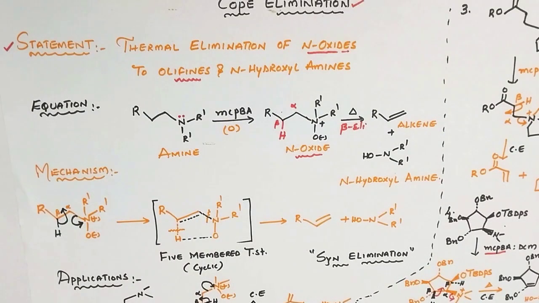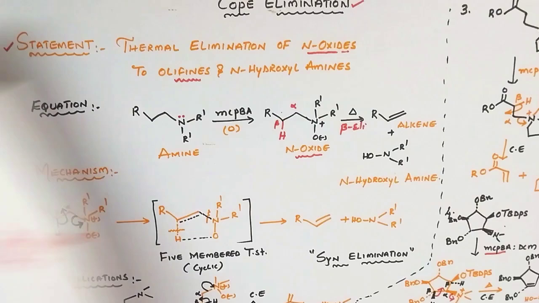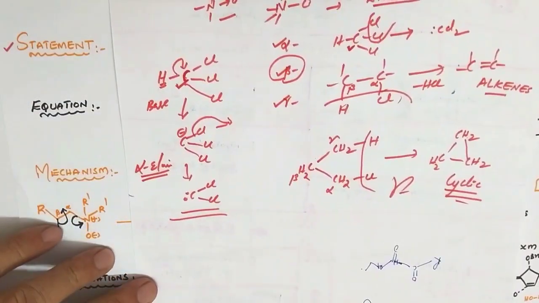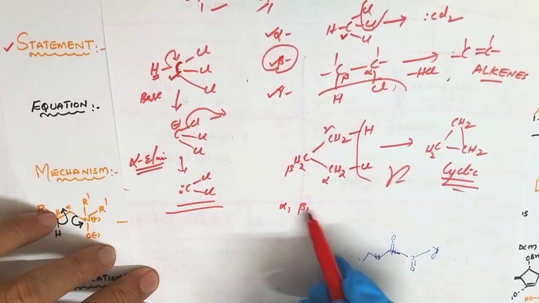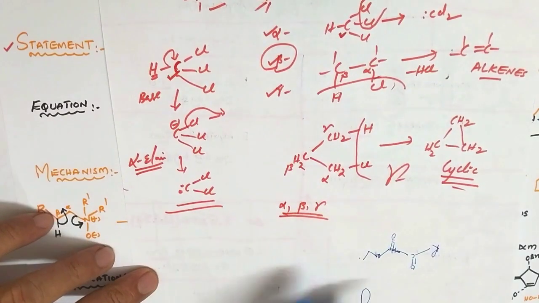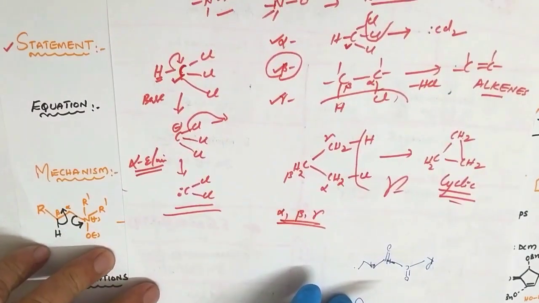Let's discuss the next named reaction, that is Cope elimination. So this reaction is an example of elimination reaction. Already we know that we have three types of elimination: alpha elimination, beta elimination and gamma elimination. Three types of elimination we have.